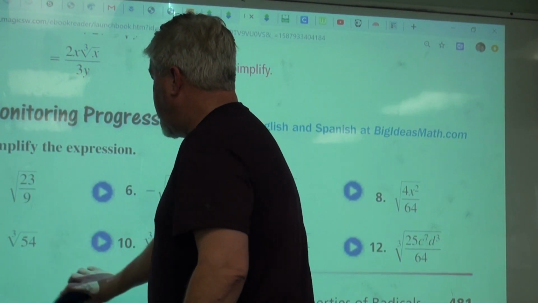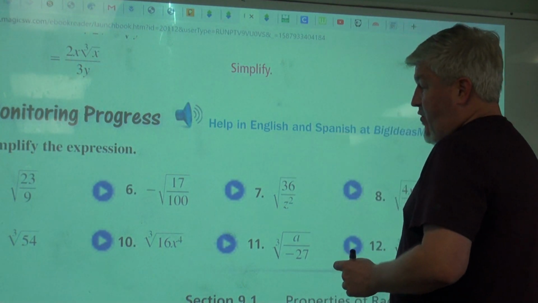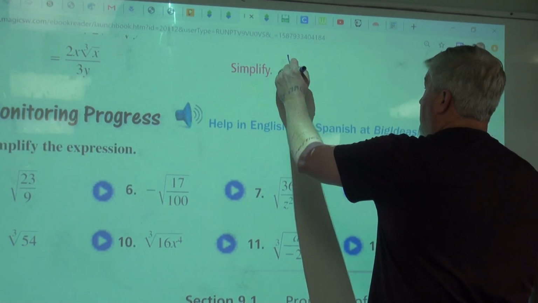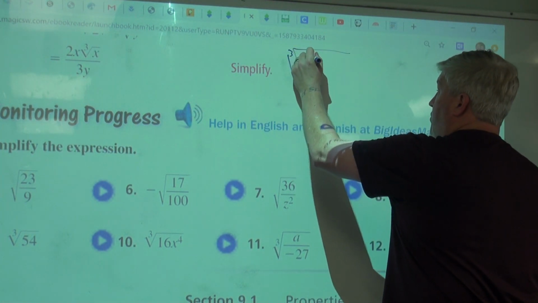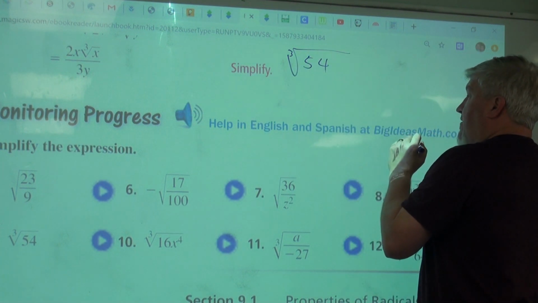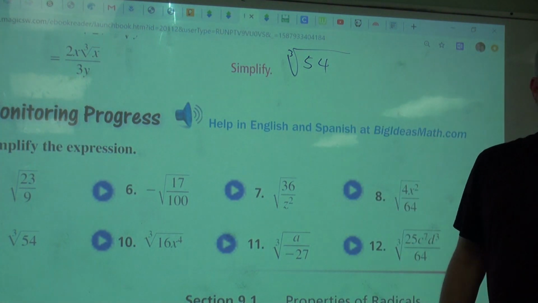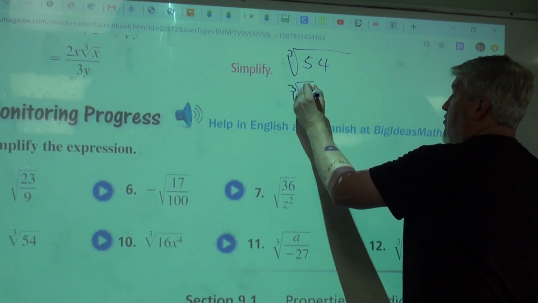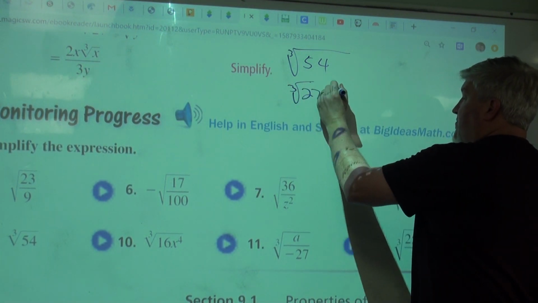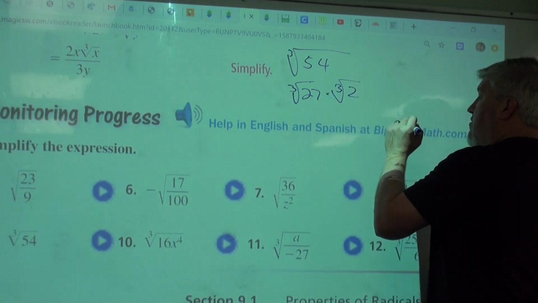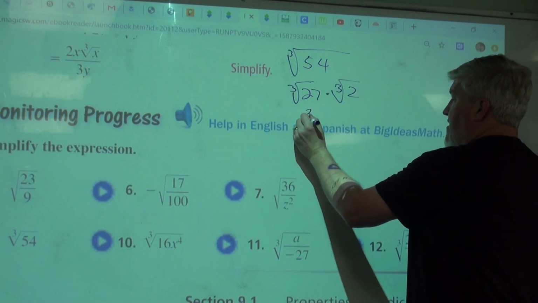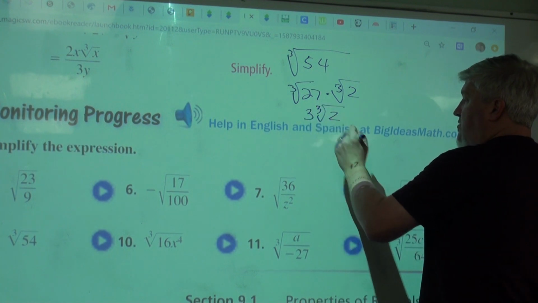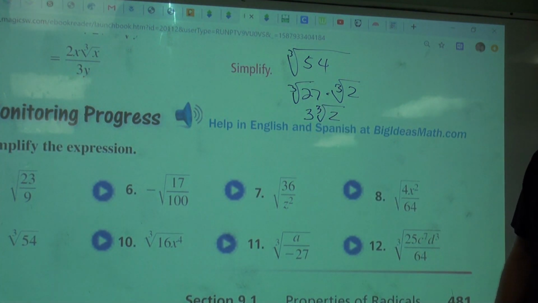Number 9, the cube root of 54. That may have taken you a little bit. This is where knowing your cube roots helps you. This splits into the cube root of 27 times the cube root of 2. The cube root of 27 is 3, and the cube root of 2 stays. That's your answer: 3 times the cube root of 2.